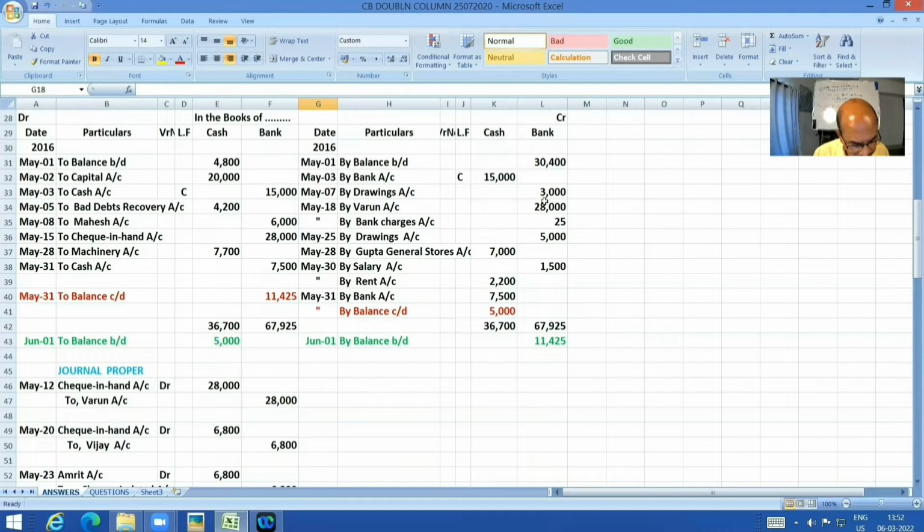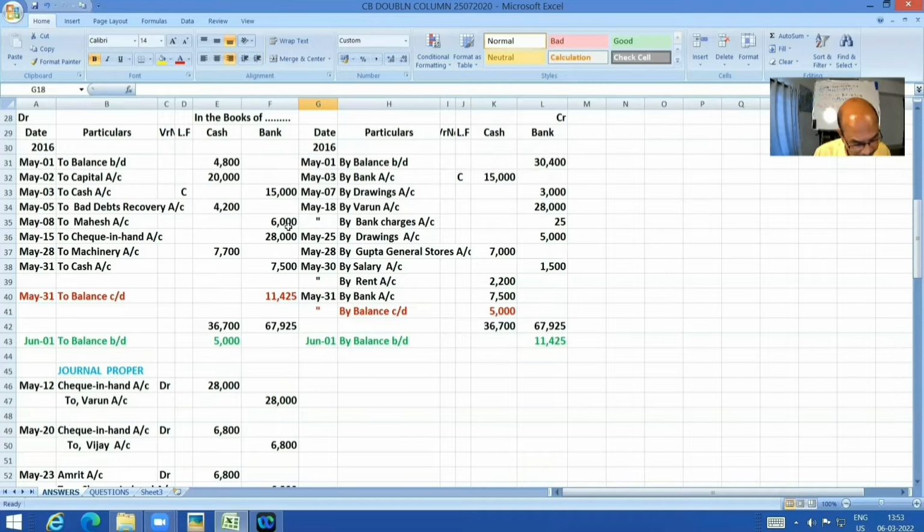Received a check from Hayes, rupees 6,000 in full settlement of his account and deposit same into bank. Okay. Deposit the same into the bank means bank to Mahesh, 6,000. In full settlement means we know that in fact it was a higher amount. We had sold him goods on 4th for 6,200. The balance 200, you know, should be accounted through the journal proper only, not in the double column cash book. Okay.